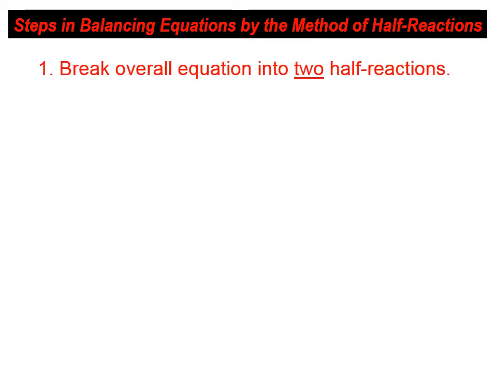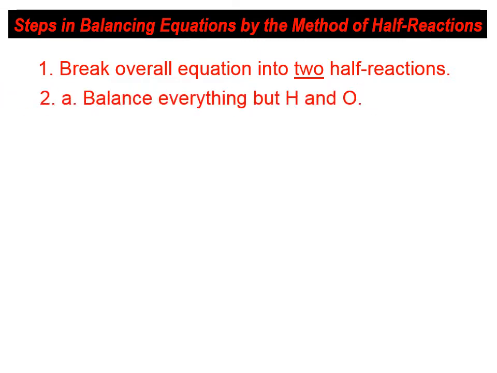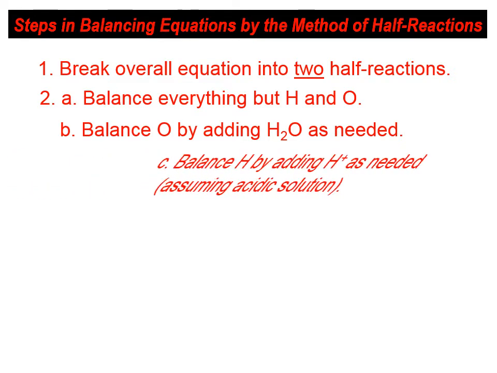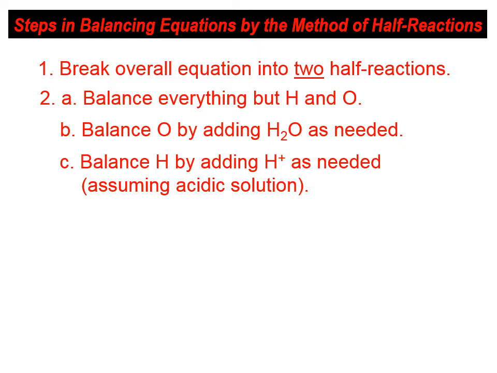The first thing you do when you're balancing equations by the method of half reactions is you break the overall equation into two half reactions. And we'll again show you how to do that. Then we need to balance everything but hydrogen and oxygen using coefficients, just like you've always balanced equations. Then we need to balance the oxygen atoms by adding H2O as needed. In other words, we can put water on either side of the equation as we need to, such that the oxygen atoms balance. Then we want to balance the hydrogen atoms by adding H+ as needed.